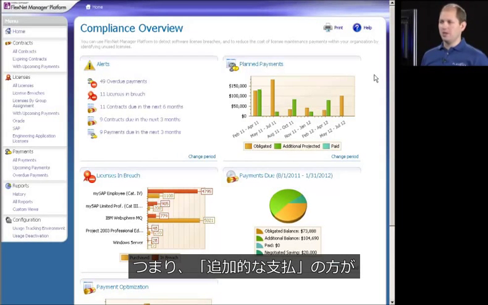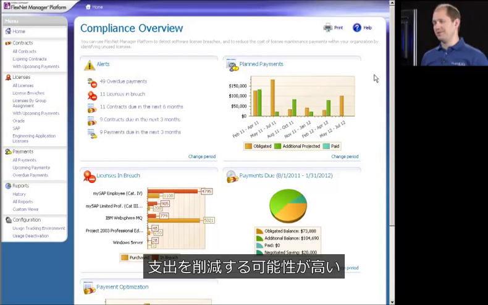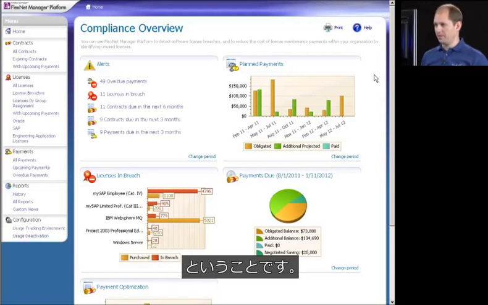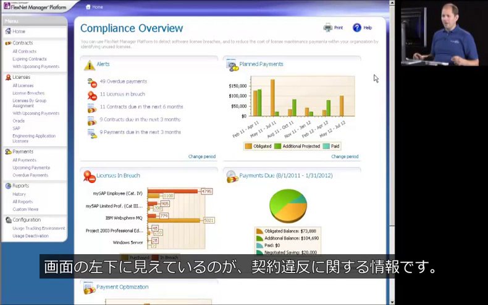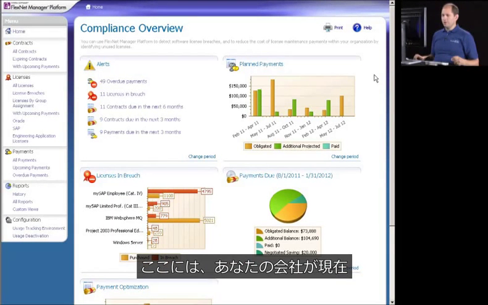So if we happen to see a situation where there's an opportunity to save money, it's going to be easier on the projected payments than the obligated payments. The breach report in the bottom left of the screen right now shows any licenses where we're concerned about the level of licensing that we've currently engaged in.